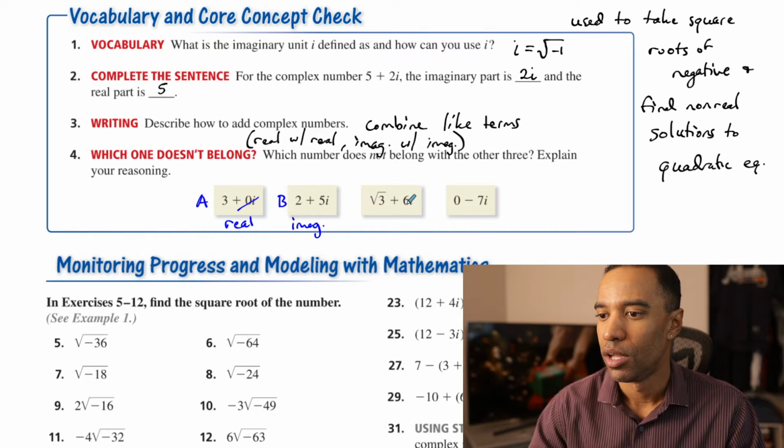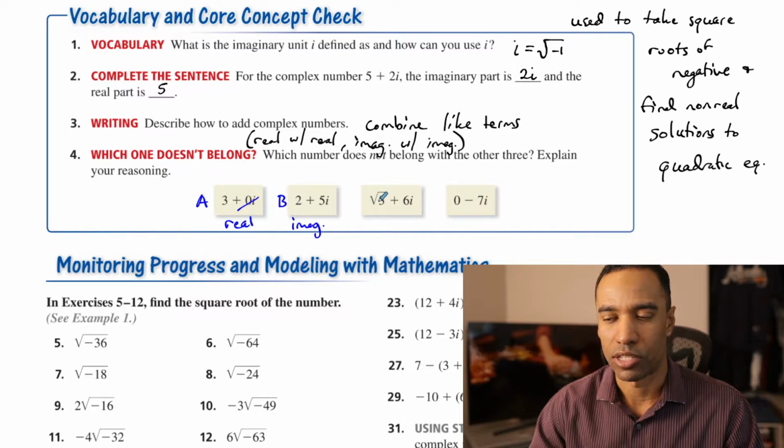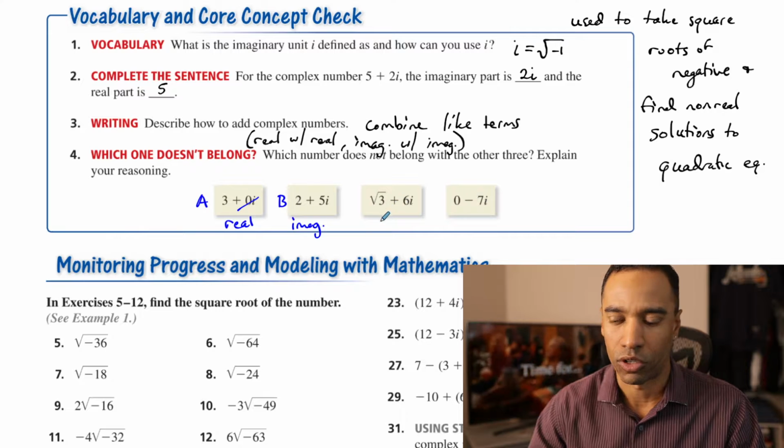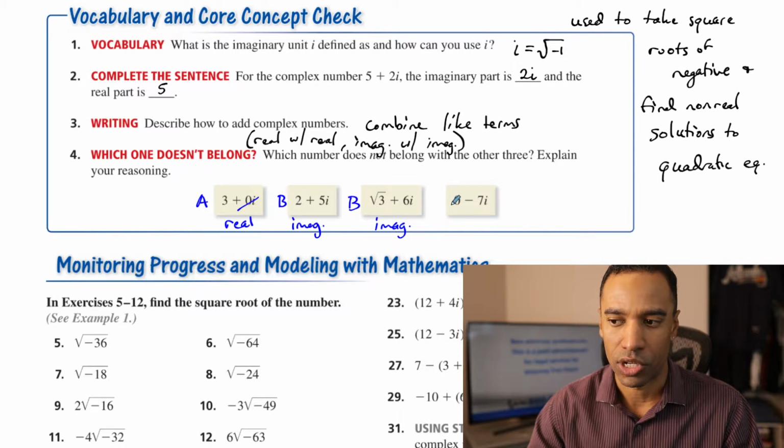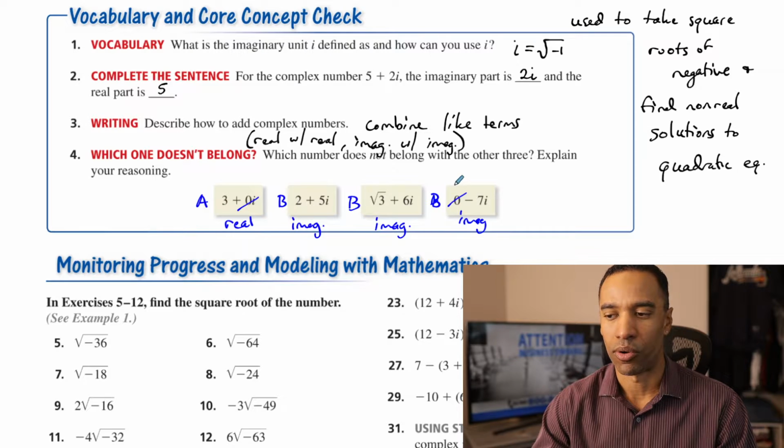Root 3 plus 6i, although that's irrational, that has no bearing on whether it's real or imaginary. This is also imaginary with a real component. That is b. And this is a pure imaginary number without the real part. It's also imaginary, but pure. I'm going to go ahead and assume that because that has an imaginary component, it's also b.